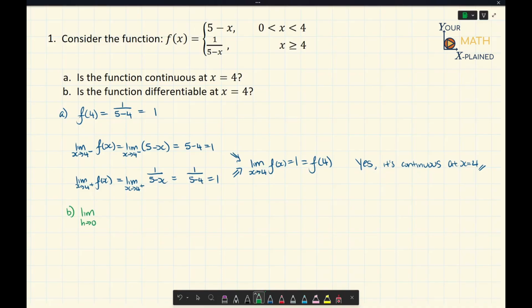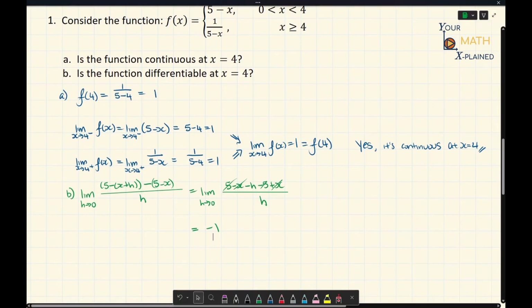So then for the left side, this is going to be the limit as h approaches 0, and the function that we're using is the top function, so that'll be 5 minus (x plus h) minus (5 minus x), and this is over h. So then we can go ahead and simplify our numerator. So we get 5 minus x minus h minus 5 plus x, and then this is over h. So the 5's will cancel and the x's will cancel, and we're left with negative h over h. So this is equal to negative 1.